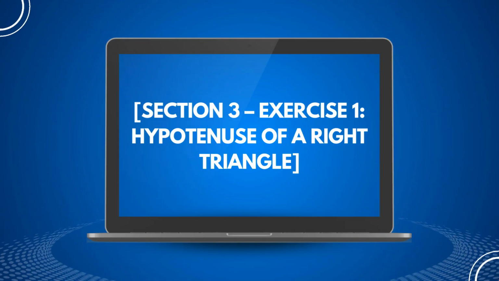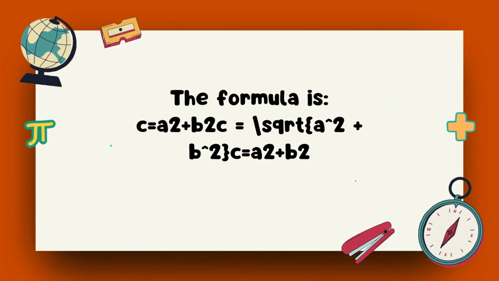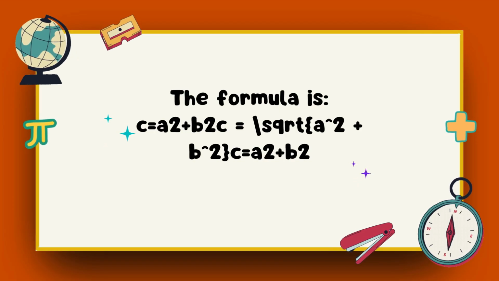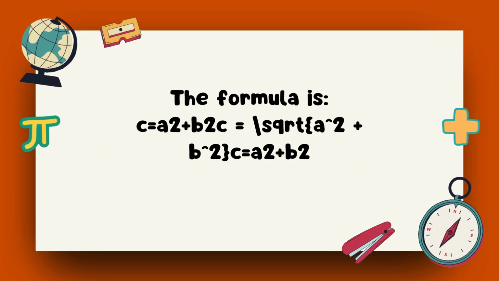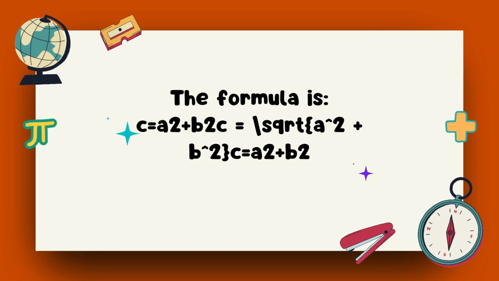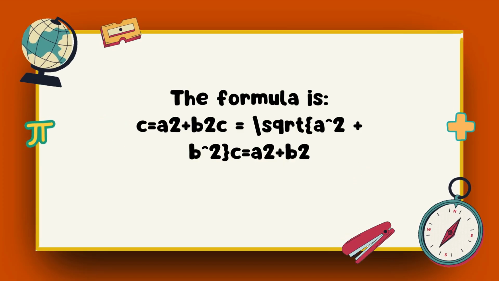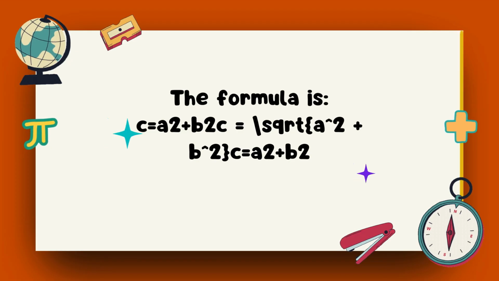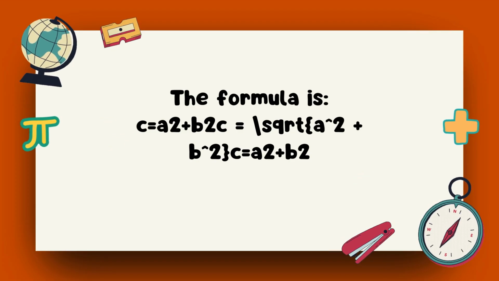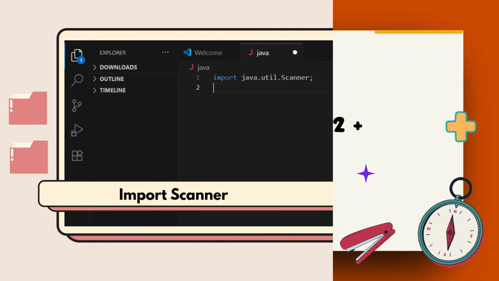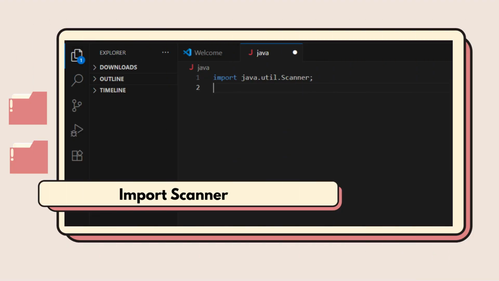Section 3, Exercise 1, Hypotenuse of a right triangle. Let's put this into practice with our first exercise, calculating the hypotenuse of a right triangle. The formula is C equals the square root of A squared plus B squared. Here's how we can do it in Java.